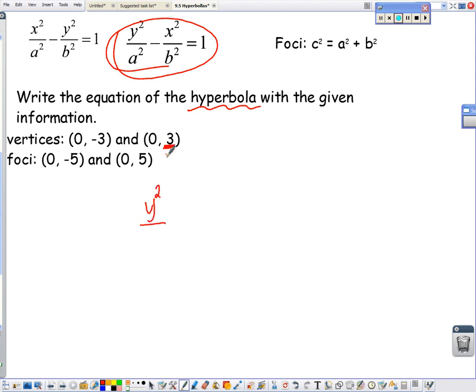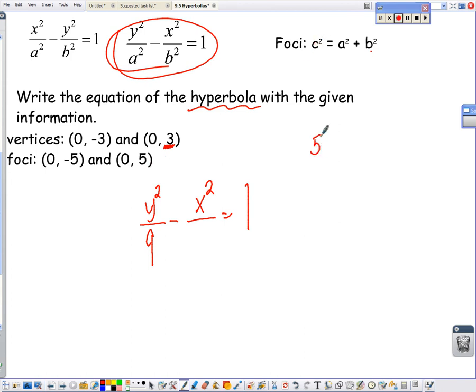Y squared over 3 squared is 9. It's got to be a minus. X squared equals 1. And we just got to figure out what goes under that x squared. In other words, what our b is. So you're going to use your foci to find that. Okay? Well, our foci is c squared. Our foci is c.